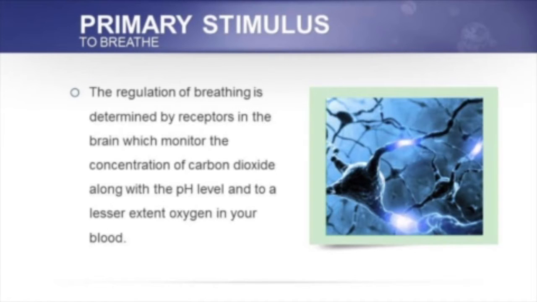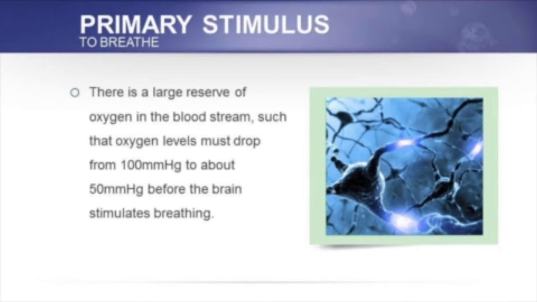So the function of breathing. The regulation of breathing is determined by receptors in the brain, and they're monitoring the concentration of carbon dioxide along with pH, because of course the two go together, and to a lesser extent the amount of oxygen in the blood. Because there's a large reserve of oxygen in the bloodstream, such that oxygen levels must drop from a quantity of 100 millimeters of mercury pressure to about 50 millimeters of mercury pressure before the brain stimulates breathing.